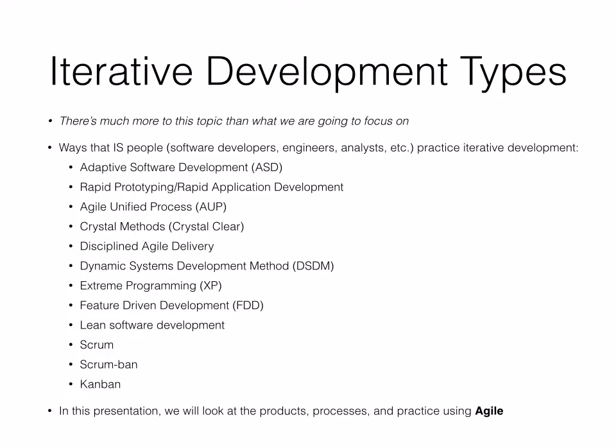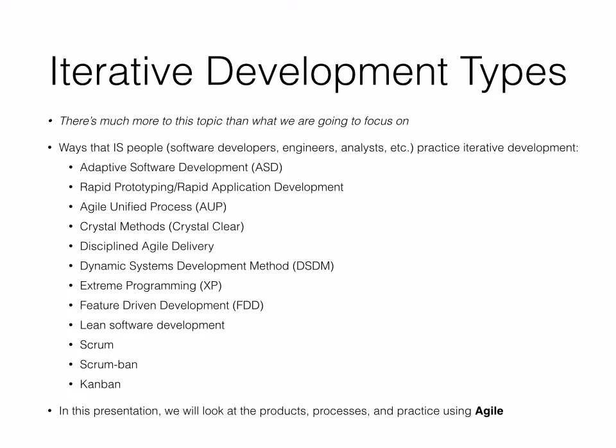There's something related to it that I don't have on this slide called the Rational Unified Process, which is made by the makers of Rational Software Project. They make all sorts of project management tools. There's Crystal Methods, Disciplined Agile Delivery, Dynamic Systems Development Method, Extreme Programming, which is part of Agile that we're going to talk about in depth later on in the slide presentation.